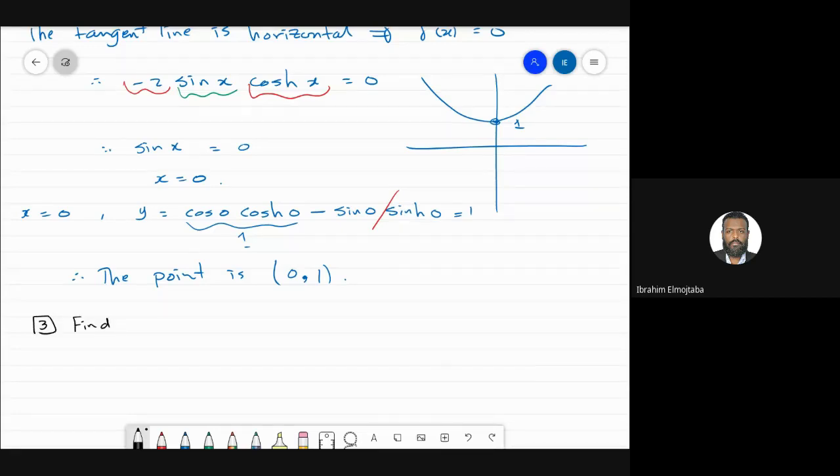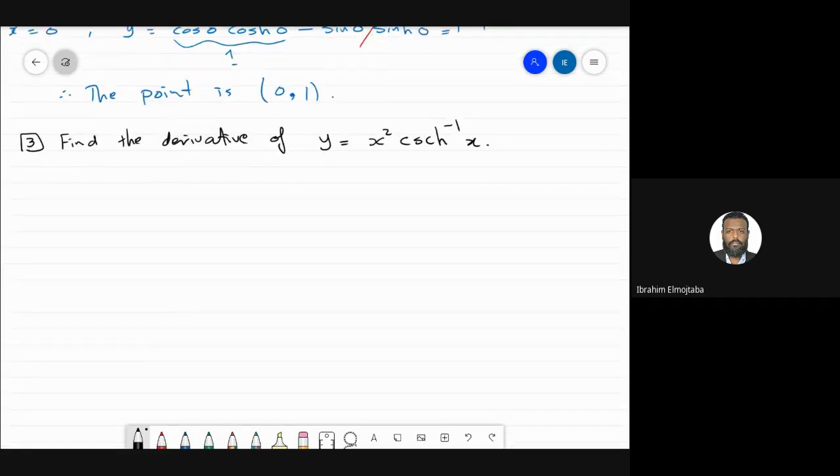Find the derivative of y equal x squared hyperbolic cosecant inverse x. Hyperbolic cosecant inverse x, right? Of course, this is only the multiplication rule.